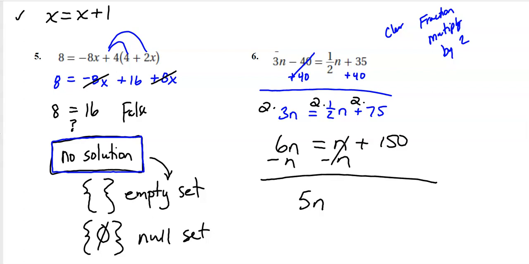And you get 5n equals $1.50. Divide by 5, divide by 5. And we find out that n equals 30. Again, you could jumble up the order. I could have times everything by 2 first. I could have actually subtracted the half n to the other side, but then I got more fractions.